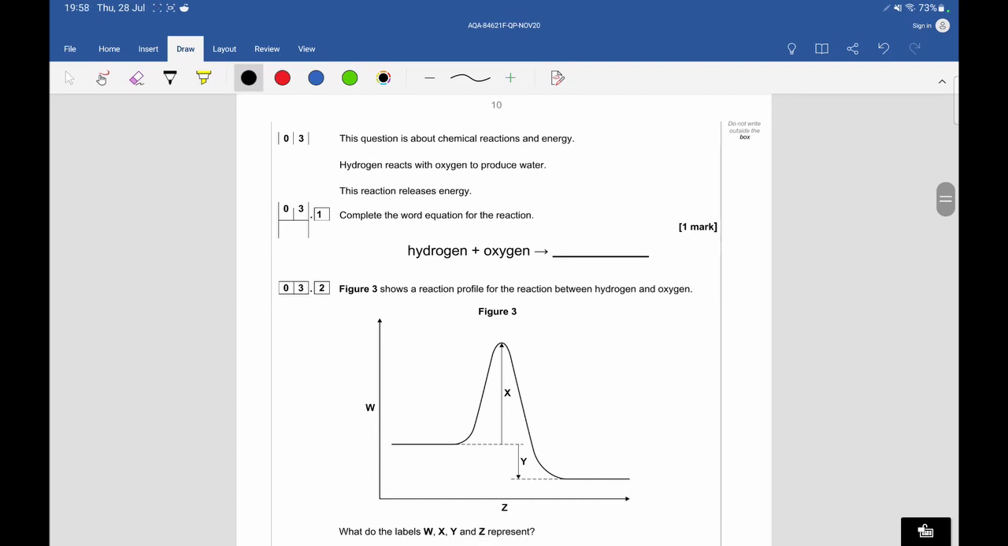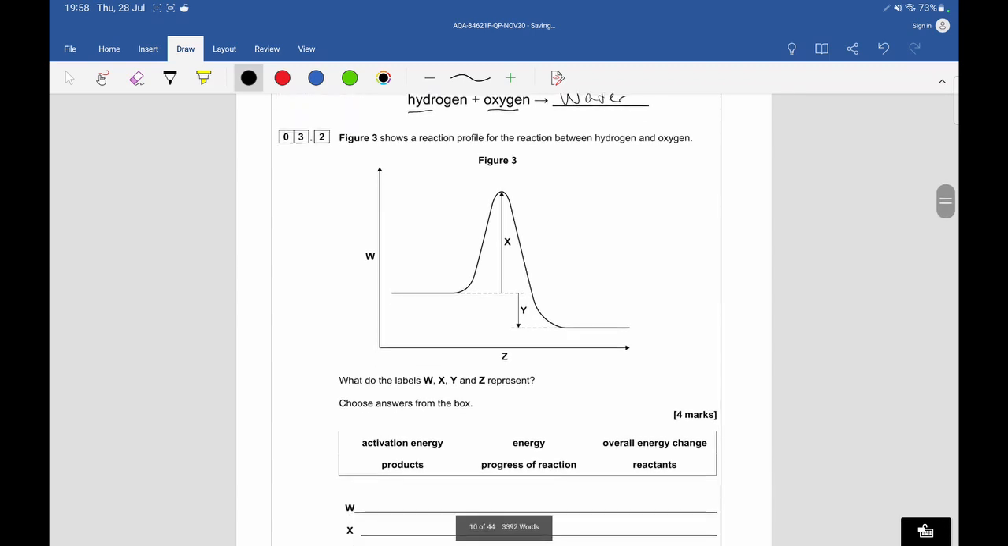Question number 3 that we're asked to look at next asked us to complete this word equation for this reaction. Now we've got hydrogen plus oxygen, so you need to think about something you know of that contains both of these things, or we could helpfully read our question, because hydrogen reacts with oxygen to produce water. So hydrogen reacts with oxygen to make water. The answer to that is in the question. You didn't actually need to know anything at all for that question.